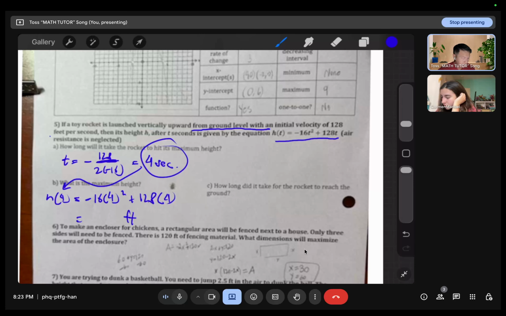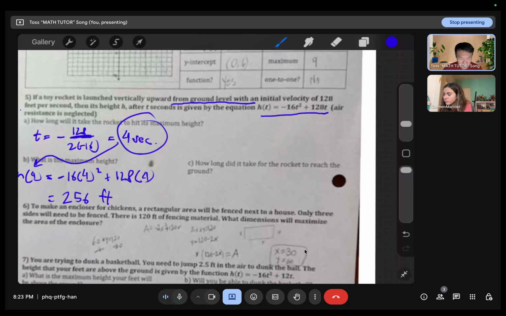So let me say negative 16 times 16 plus 128 times 4. I got 256 feet. Double check if you need to, but I think I'm okay. 128, 256, yep. So that should be the max height. Okay, all right, now C.